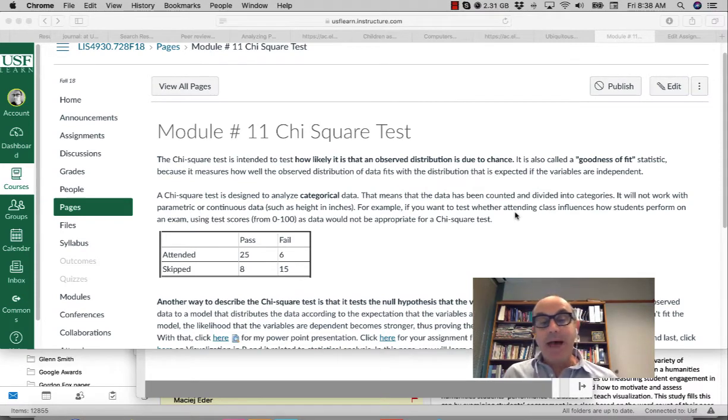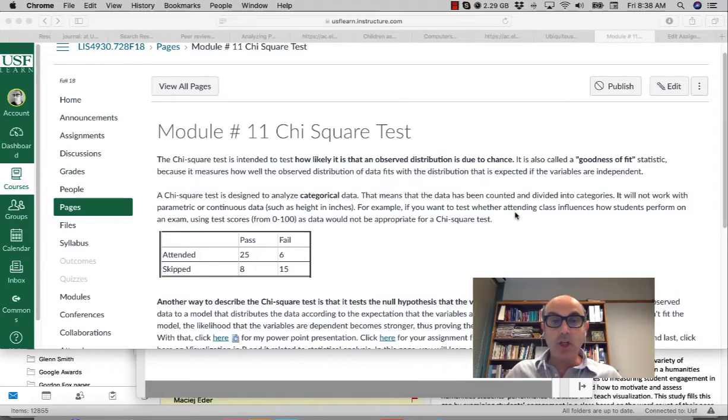Hello and welcome back. Today in module number 11, we are going to talk about the chi-square test. This is a real test with a lot of implementation and a lot of things that I will cover throughout my presentation. But in Canvas, I will provide you with three different pages.